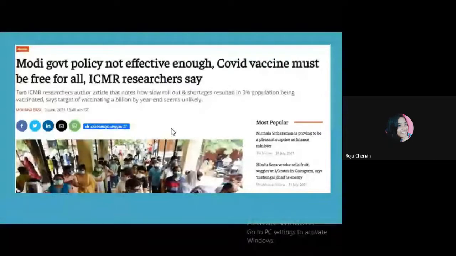This is a news report related to that. Modi government policy not effective enough. COVID vaccine must be free for all, that is what ICMR researchers say.